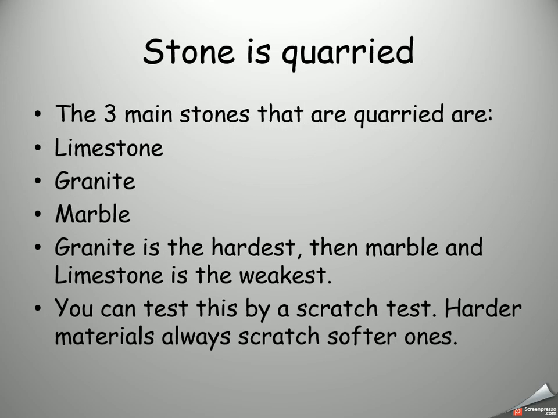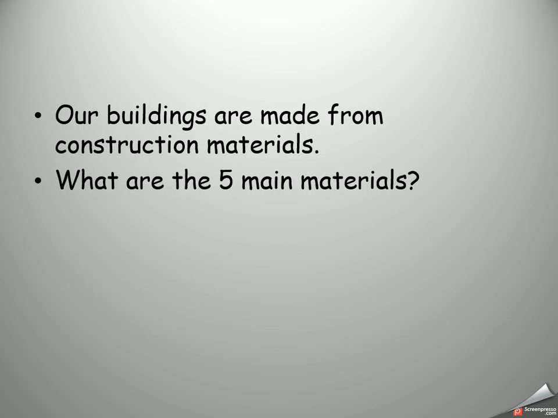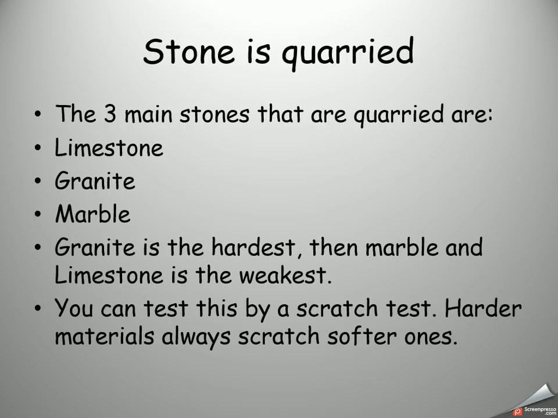What are the 5 main materials? There are things like brick, concrete, steel. You've got marble, all sorts of glass, all sorts of materials. What are the 3 main materials quarried? Now, quarried just means dug out from the ground and used. But the 3 main stones that we quarry are limestone, granite, and marble.